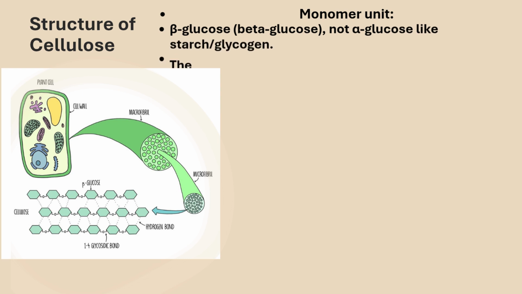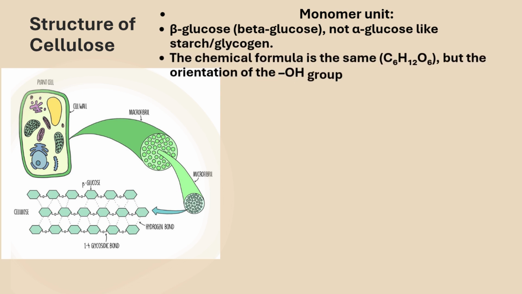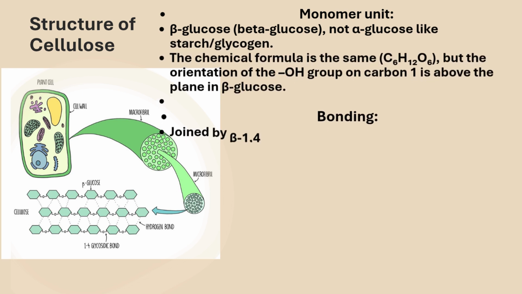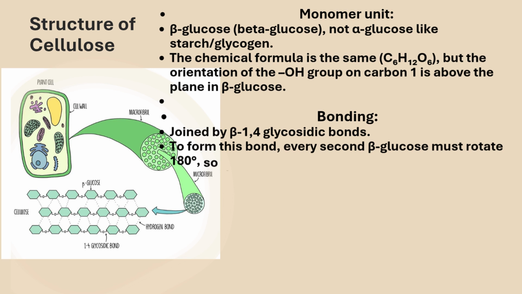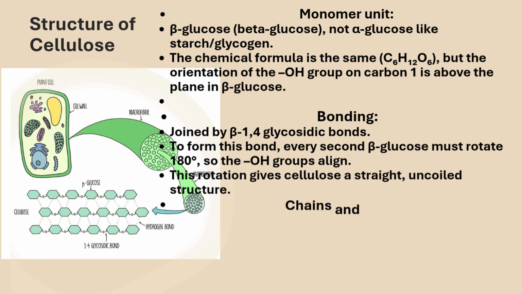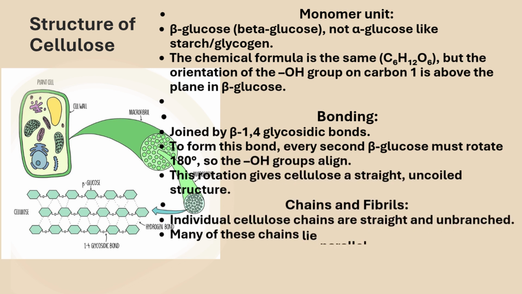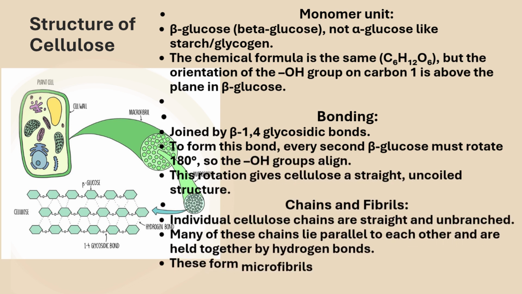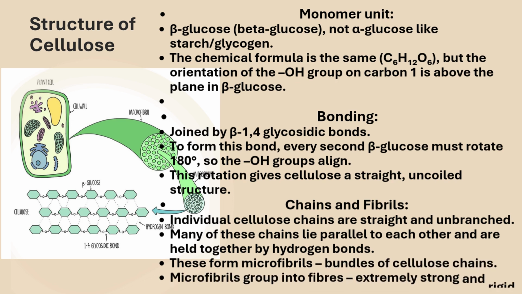Cellulose. Monomer unit: beta-glucose, not alpha-glucose like starch and glycogen. The chemical formula is the same, C6H12O6, but the orientation of the OH group on carbon 1 is above the plane in beta-glucose. Bonding. Joined by beta-1,4 glycosidic bonds. To form this bond, every second beta-glucose must rotate 180 degrees, so the OH groups align. This rotation gives cellulose a straight, uncoiled structure.